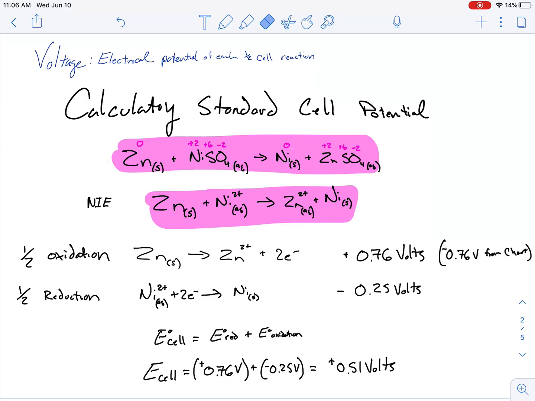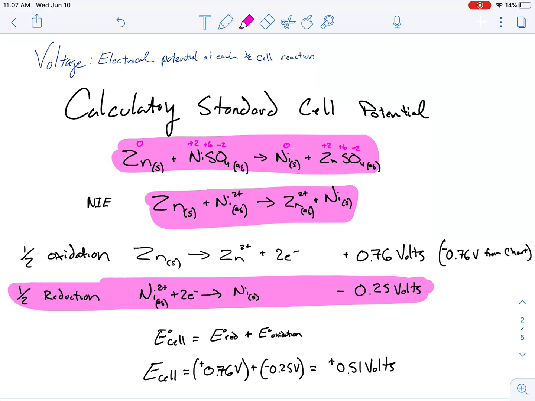Now, the chart itself is labeled as the standard reduction potential chart. So my reduction value is the value right on the chart, and you guys could look that up and find negative 0.25 volts. However, since this is oxidation, I need to switch the sign of the value on the chart, because that is a standard reduction potential chart, and that is oxidation. So it goes from negative to positive.